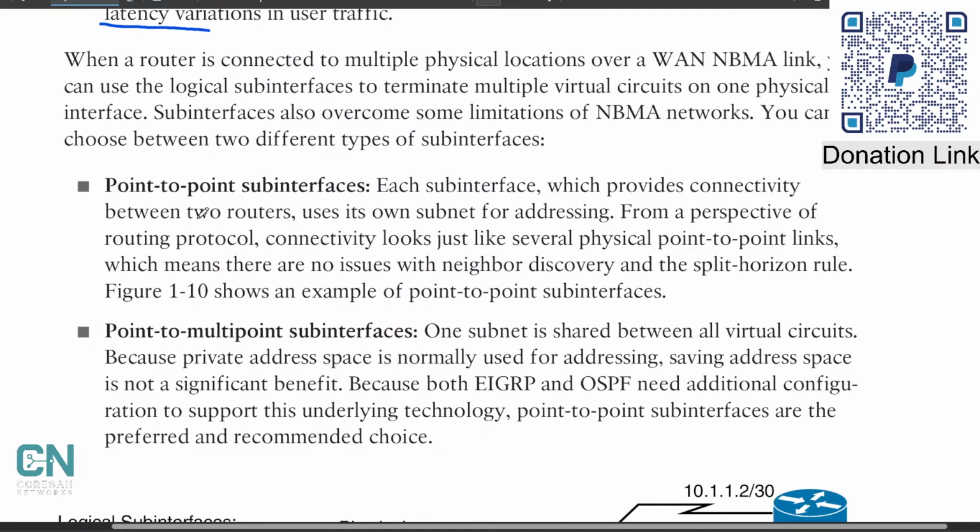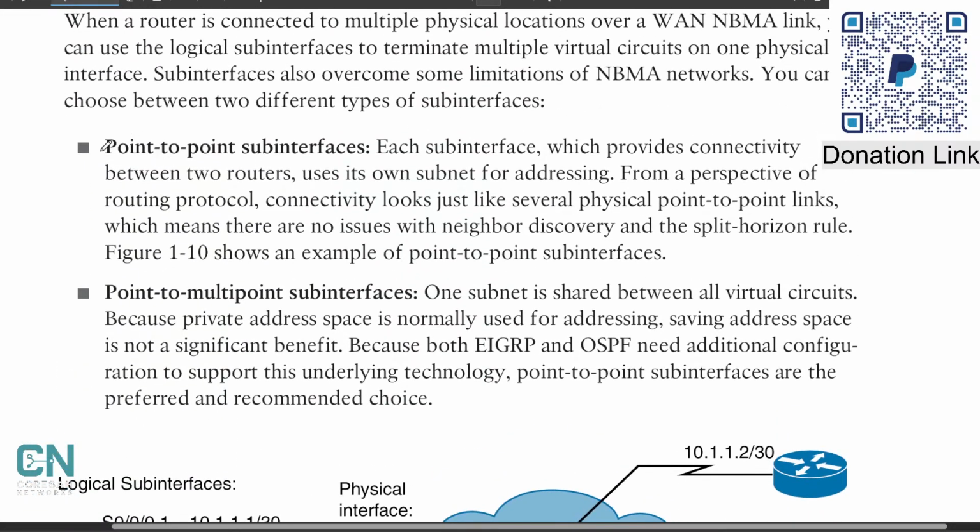When a router is connected to multiple physical locations over a WAN NBMA link, you can use logical subinterfaces to transmit multiple virtual circuits on one physical interface. Subinterfaces also overcome some limitations of NBMA networks. You can choose between two different types of subinterface. So we have two options: point-to-point subinterface and point-to-multipoint subinterface. Let's see the difference between them.